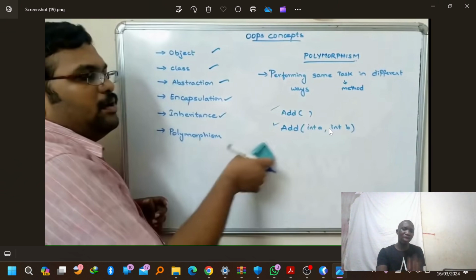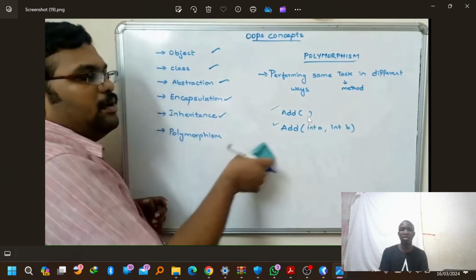So someone can write the same method add without parameters, then another person writes the same method add but with parameters. So these are the same method, same method name, but different number of parameters. So this is what we have called polymorphism. You are doing the same thing, you are adding numbers, but here you are passing parameters, and here you are passing parameters, and here you are not passing parameters.